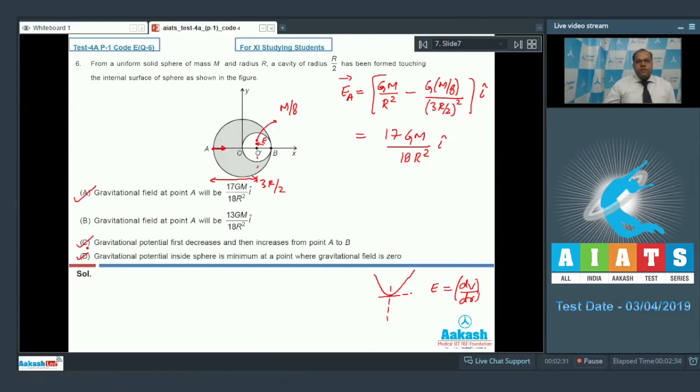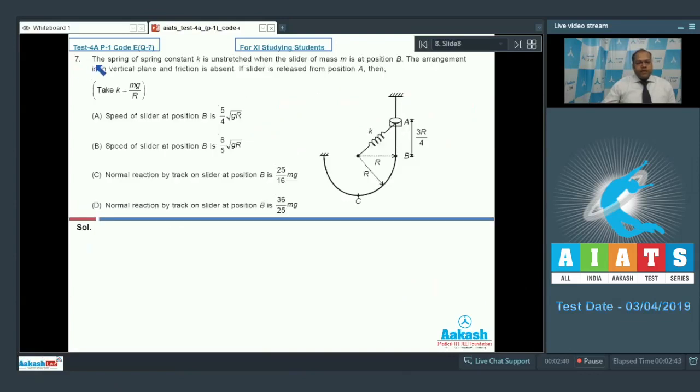Let's move to question number 7. In question number 7, the spring of spring constant K is unstretched when the slider of mass m is at position B. So this is the natural position of the spring. The arrangement is in vertical plane and the friction is absent. The slider is released from position A. Then we have to check the speed of slider at position B and the normal reaction by track on slider at position B.